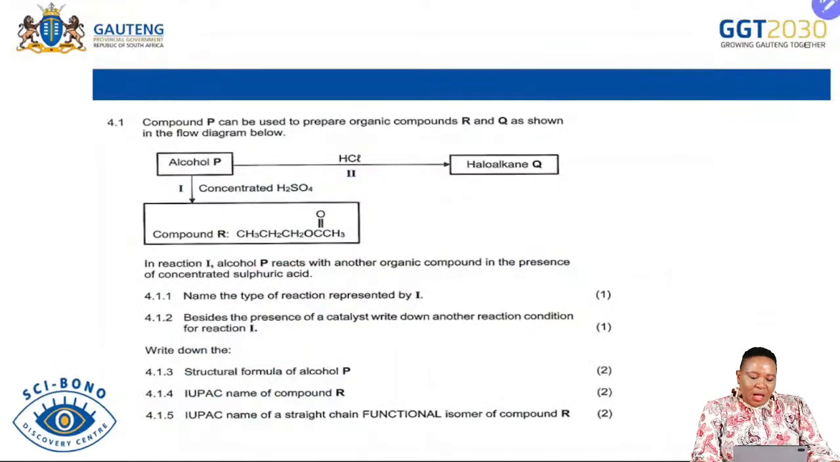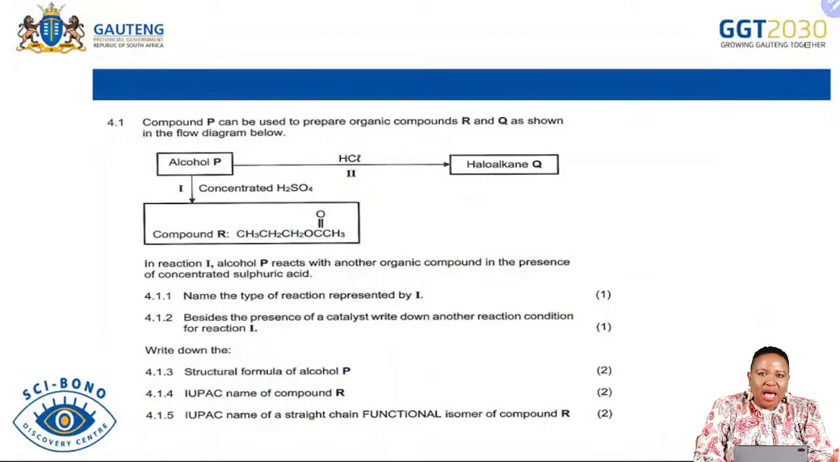So let me just look at this one long question under the organic reactions, because I know that organic reactions are normally not as friendly to us as we want them sometimes to be, because they are given as a flow diagram most of the time, or as words sometimes. So they're saying here we have compound P that can be used to prepare organic compounds R and Q as shown on the diagram. So we are using our alcohol P, and then we are preparing a haloalkane Q, and then in the presence of concentrated sulfuric acid, we are going to prepare our compound R.